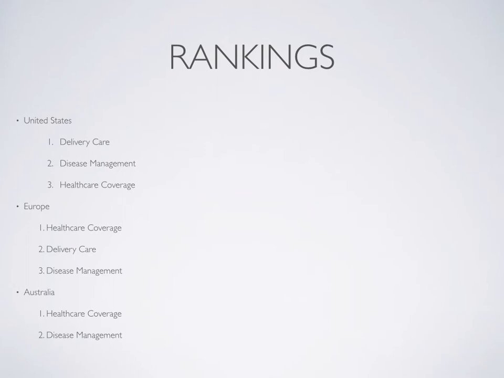Rankings. In the country of the United States, I would say that delivery care is ranked number 1, disease management is ranked number 2, and healthcare ranked number 3. Delivery care, because I feel that even though we don't have the health coverage that most of the people deserve to have, the country still can't deny access to any kind of medical treatment or medical service, especially if it's an emergency. So, delivery care is priority number one, because no matter what, they have to treat you. If it's a life or death kind of thing, you have to go to the hospital and they have to treat you. They cannot turn you away.